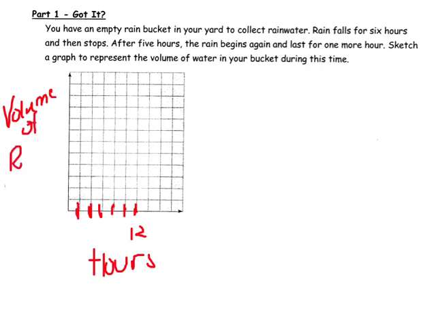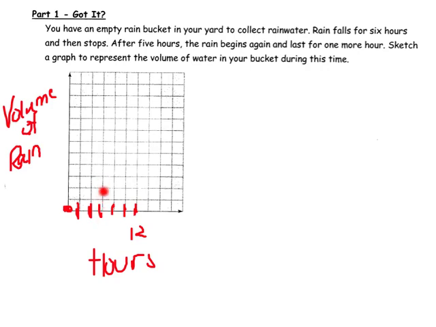So it says I start with an empty rain bucket. So that means my origin is going to be part of my graph. And rain falls for 6 hours and then stops. So I'm going to find where 6 hours is, which is right here.